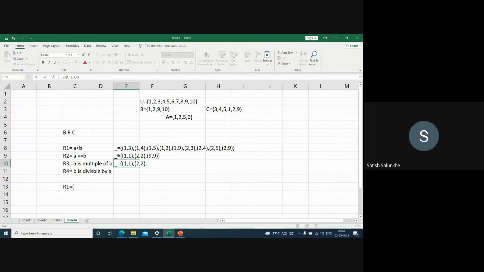Is 5 a multiple of 10? No. Is 10 a multiple of 5? Yes. My question is precise. Now answer R3. 1 comma 1 again from the beginning. 2 comma 2. 4 comma 2. 6 comma 2.